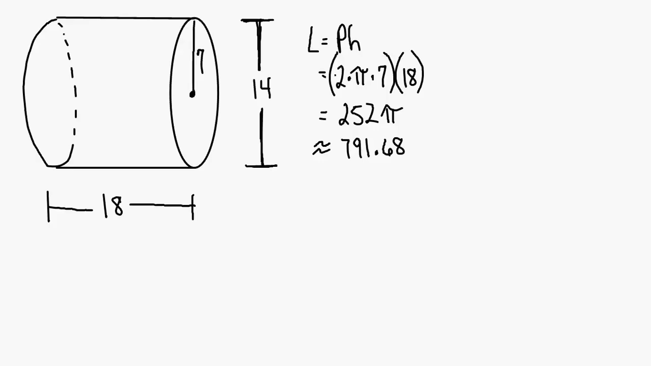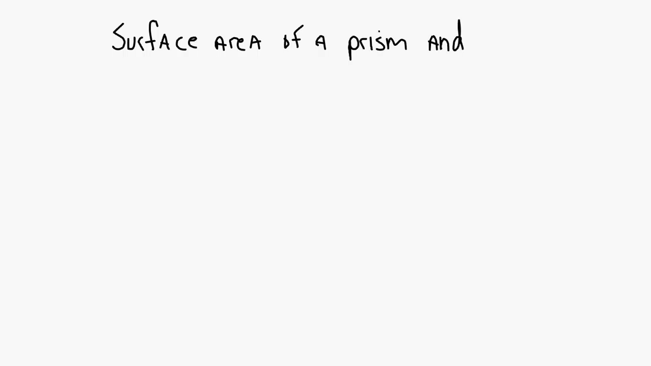All right, so that's lateral area. Today we're going to talk about surface area as well. Surface area of a prism and cylinder. Means the total surface area.